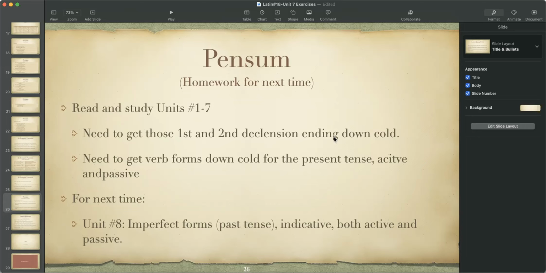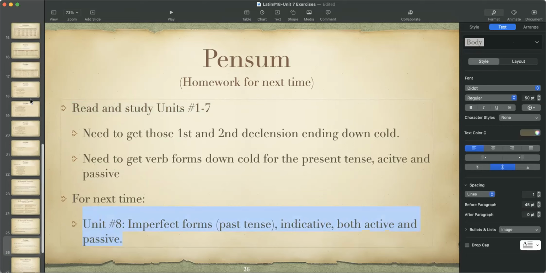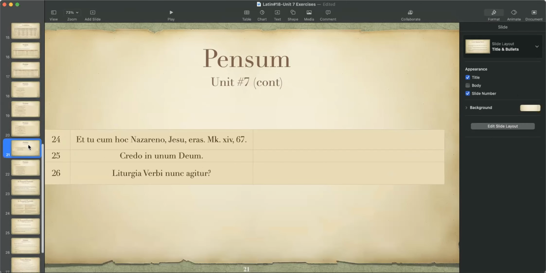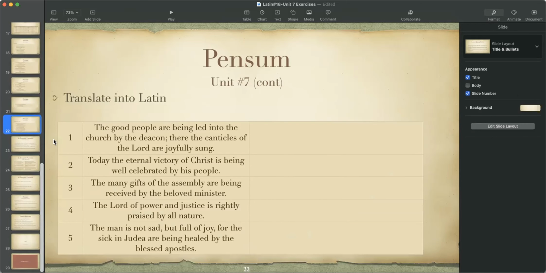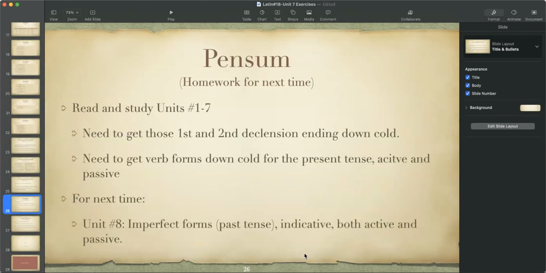So for next time, do all that. Reread units 1 through 7. Let's not do unit 8 yet. We'll want to finish up these. Although if you want to take a peek at unit 8, go right ahead. The nice thing about the imperfect form, by the way, is that not only do you get the imperfect form, but you get both the active and passive forms.